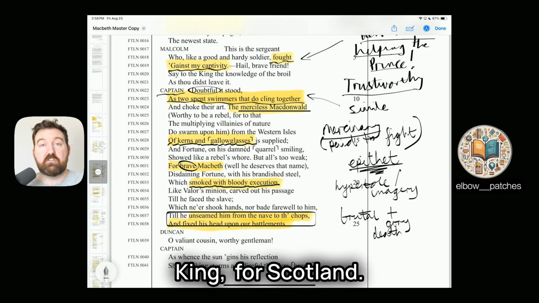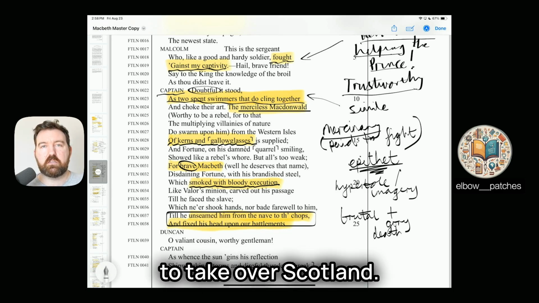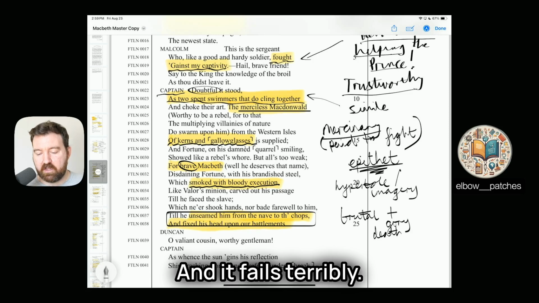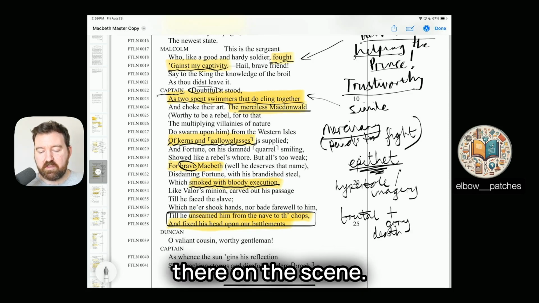Duncan is actually a really great king for Scotland. So he's had to pay people just to try and fight against Duncan to take over Scotland, okay? And it fails terribly. Brave Macbeth is right there on the scene.